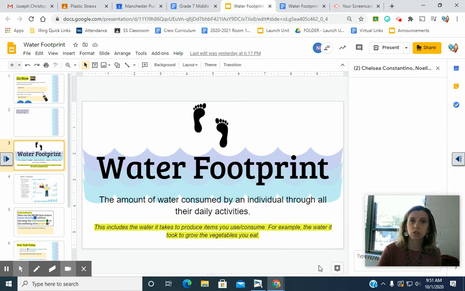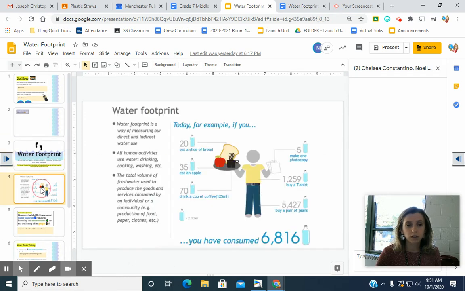Water footprint is more than just how much water we use in a day, brushing our teeth, washing our hands, taking showers. Our water footprint includes everything that we use and consume in a day. So if we're calculating our water footprint, we're also going to consider how much water did it take to produce the vegetables you eat? How much water did it take to raise the cow that turned into the hamburger that you ate, right? Water footprint includes everything that we consume. So a little infographic here on slide 4 shows and breaks down exactly what water footprint includes. There's things we do on a day-to-day basis that use water that we don't even think of.